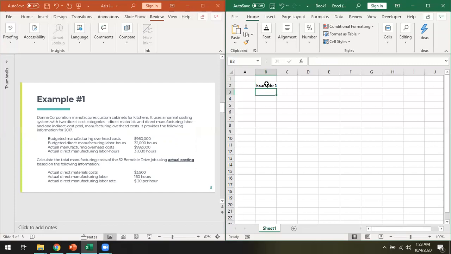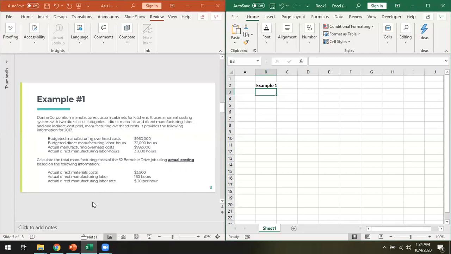Donor Corporation manufactures custom cabinets for kitchens. The cost object is custom cabinets for kitchens. It uses a normal costing system with two direct cost categories, direct materials and direct manufacturing labor. And also, it has one indirect cost pool, manufacturing overhead cost. It provides the following information for 2017: budgeted manufacturing overhead cost, budgeted direct manufacturing labor hours, actual manufacturing overhead cost, and actual direct manufacturing labor hours.